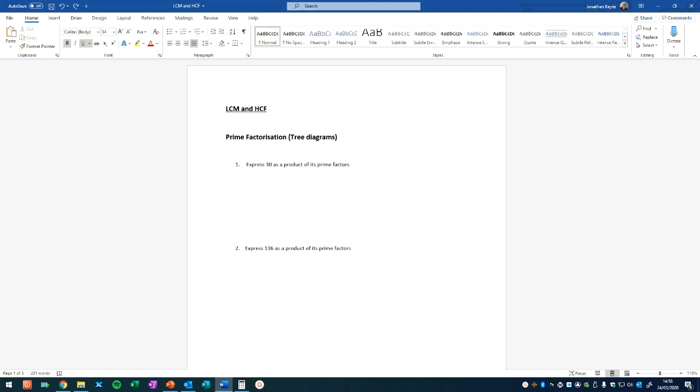So we start off writing 30, and then I always try to find the lowest prime number that will go into it. So in this case it's 2. And then I put a circle around 2, just to remember that it's a prime number. And then 30 divided by 2 is 15, so 15 goes here. The lowest prime number I can think of that goes into 15 is 3, and 3 goes into 15 5 times, which is also a prime number actually. So that means 30 expressed as a product of its prime factors is 2 times 3 times 5.